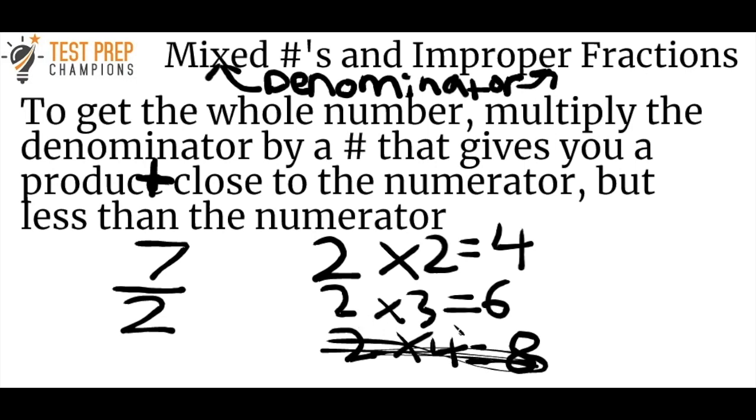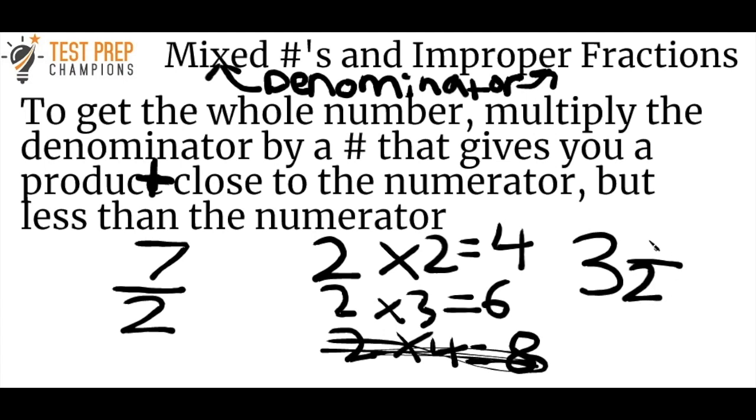So we now have 2 times 3, which is 6. So when we multiply the denominator, which is 2, times 3, the product that we get is 6 here. So 6 is close to the numerator, which is 7, but it's less than 7. So this is going to work here. So the whole number is going to be 3. So we have as our whole number our 3, and we already know that the denominator in our mixed number is 2. And so we know that that denominator is 2 again because we just look at our improper fraction, and the denominator in the improper fraction is 2. Since the mixed number and the improper fraction have the same denominator, when we write our mixed number over here, the denominator is also going to be 2 in that mixed number.